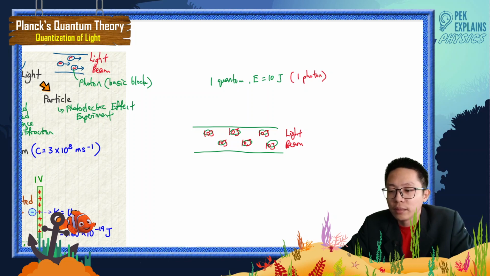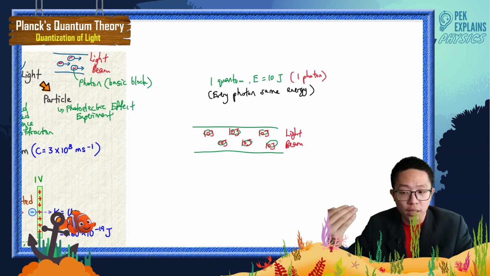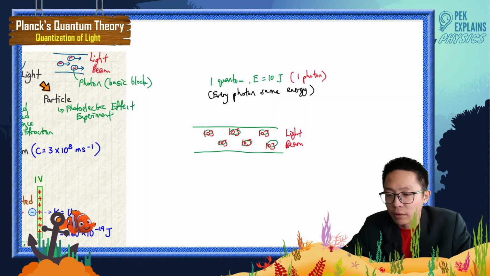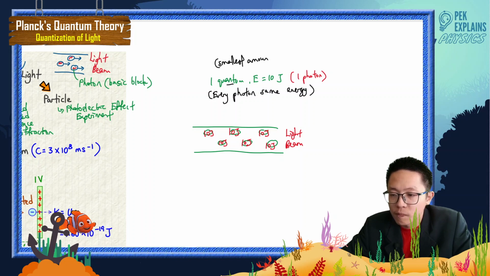One quantum means every photon has the same energy, 10 joule. And it is the smallest amount. One quantum of energy is actually the smallest amount of energy the light beam can have.